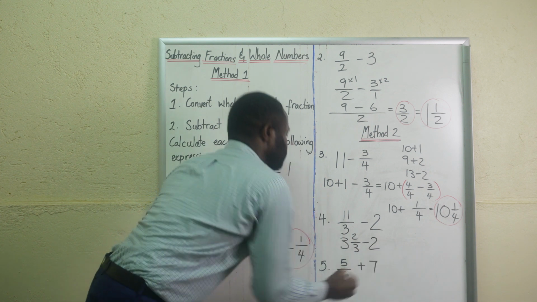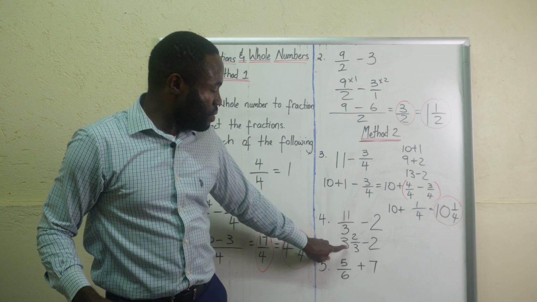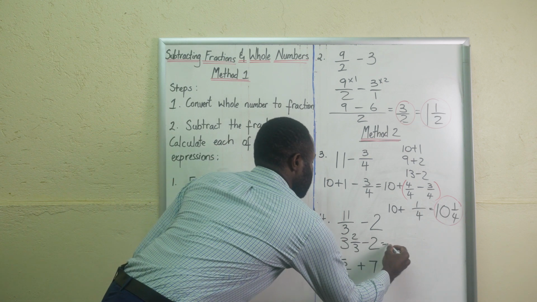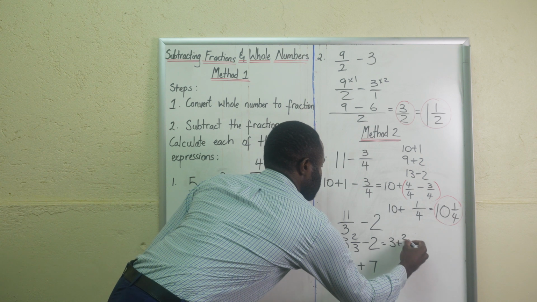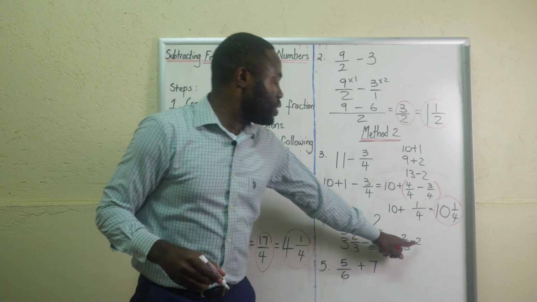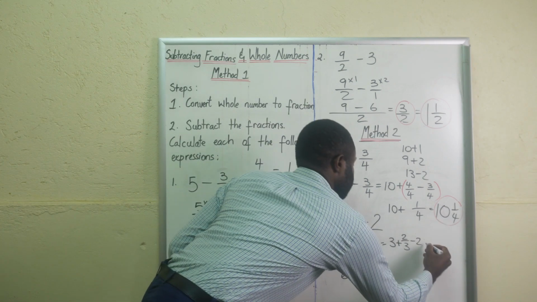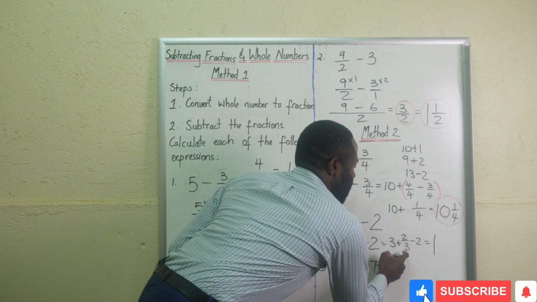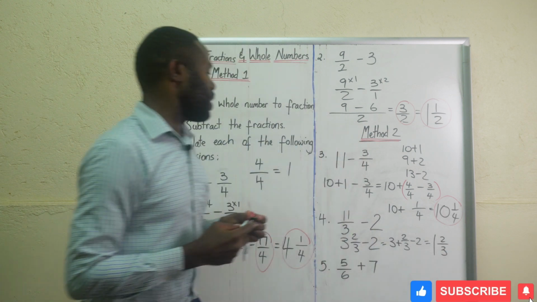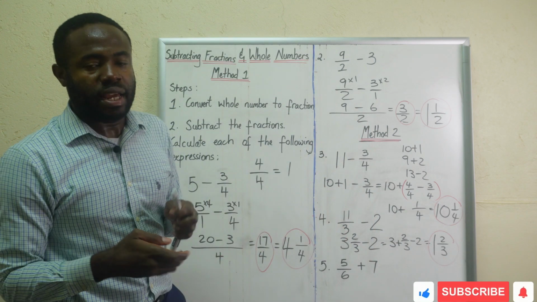And then we'll put back our minus 2. Now, remember that the mixed number literally means 3 plus 2/3, and then we put our minus 2. So what we'll do right here, guys, is subtract the whole numbers. So it's 3 minus 2, which will give us 1. And then we add that to the 2/3, which will give us 1 and 2/3 as our final answer right there.